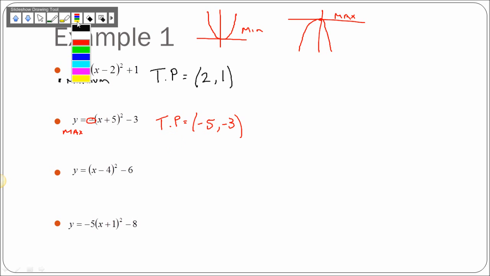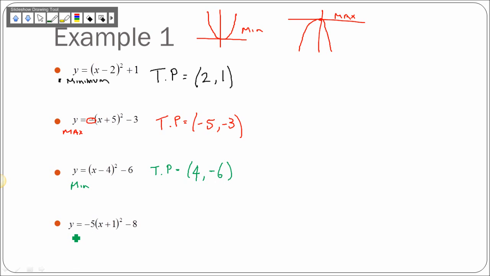Alright, let's go to our next question. First things first, we look at the front. There is no minus sign, which means it's a positive number, or if we look at our graphs, it's going to be a minimum. So we write down that it's going to be a minimum. And the turning point, if we have a look at our values, is moving across to the right 4 units, so across the x-axis, 4 units. And it's also moving down or up. That's right, it's moving down 6 units. So the turning point is now at 4, minus 6.